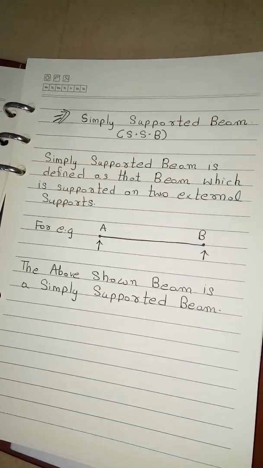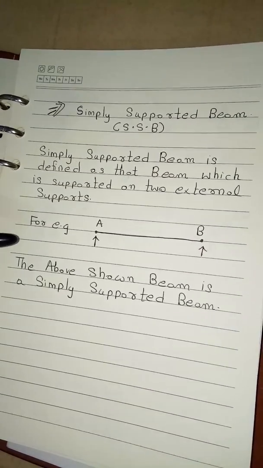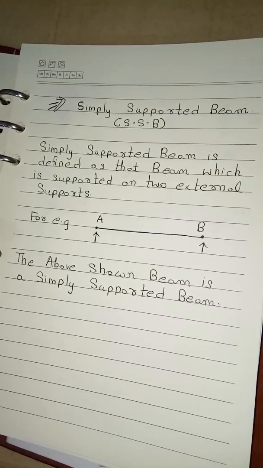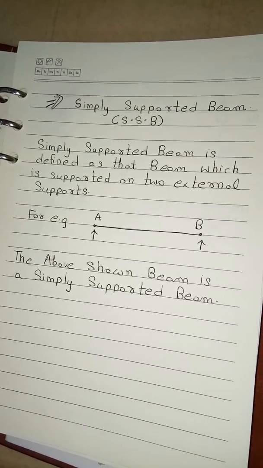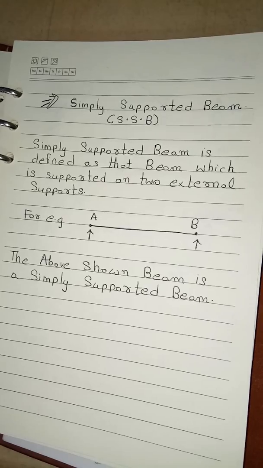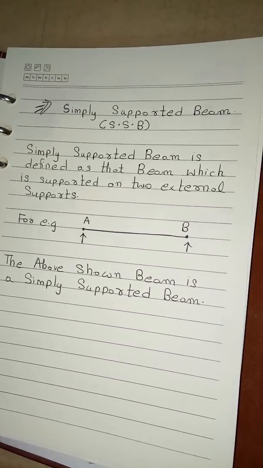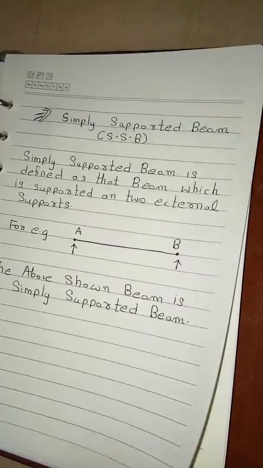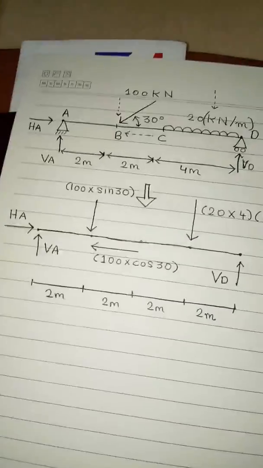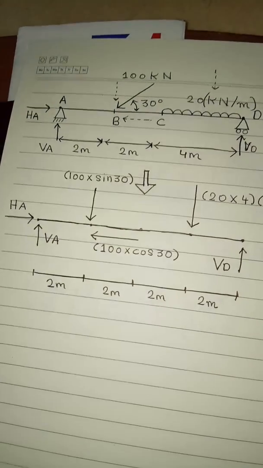Now for the example, the beam which you are seeing below, that is AB. Now this AB is a simply supported beam. Now I will show you how we can calculate the support reactions from a simply supported beam. So this is the problem you can see here.